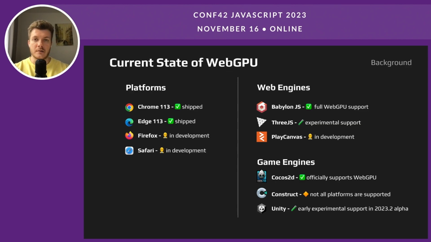There are several engines that either support or are experimenting with WebGPU. Babylon.js fully supports WebGPU, while Three.js currently has experimental support. PlayCanvas is still in development, but its future looks promising. Unity made an announcement of early and experimental WebGPU support in alpha version 2023.2, and CodeCreator 3.6.2 officially supports WebGPU. And finally, Construct is currently only supported in Chrome version 130 or later on Windows, macOS, and Chrome OS machines.